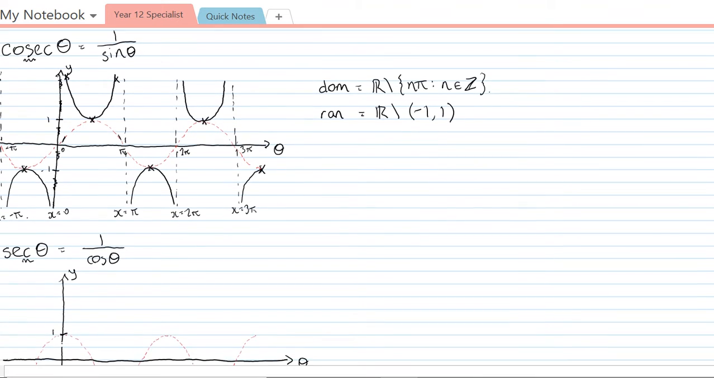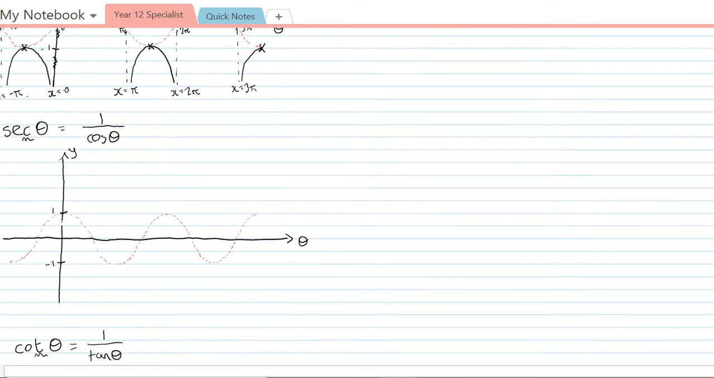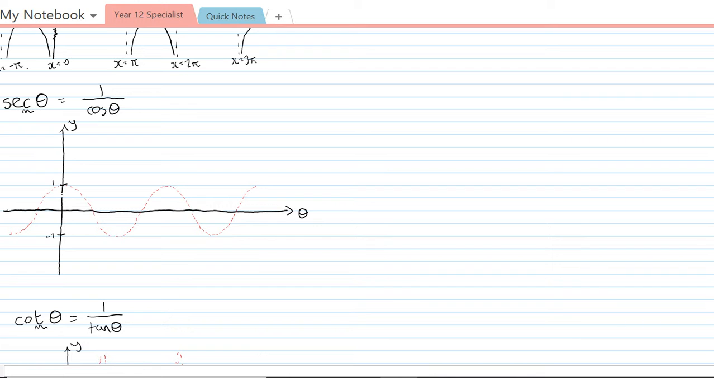So if I scroll down to the graph of sec theta, well, it's basically the same graph, just translated across a little bit. So I'm going to draw this one really quickly because it's drawn exactly the same way. So I'll start with the asymptotes.